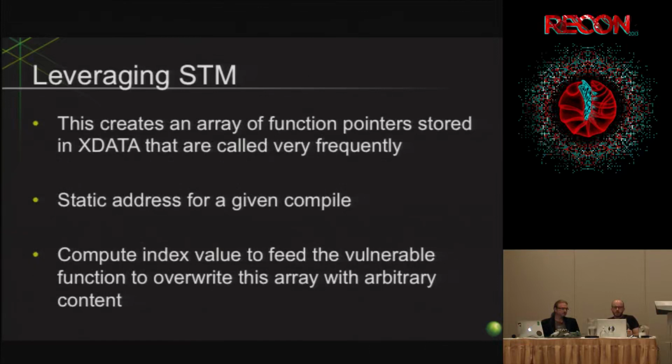Right, so there's an array of functions. Addresses are always static for a given compile, so they're always the same across all meters. So if you figure out how to do it on one, you can do it on all the others. Then all you have to do is figure out what index value you have to feed to that type of vulnerability that will allow you to execute or modify the given part of memory that you care about.